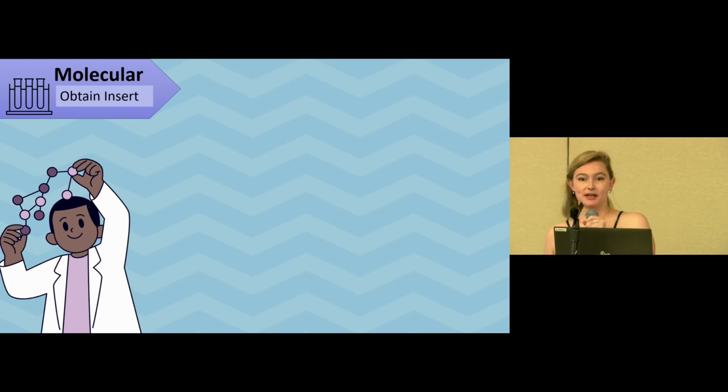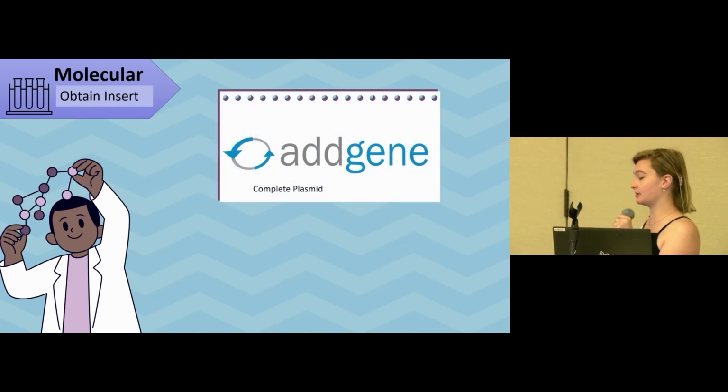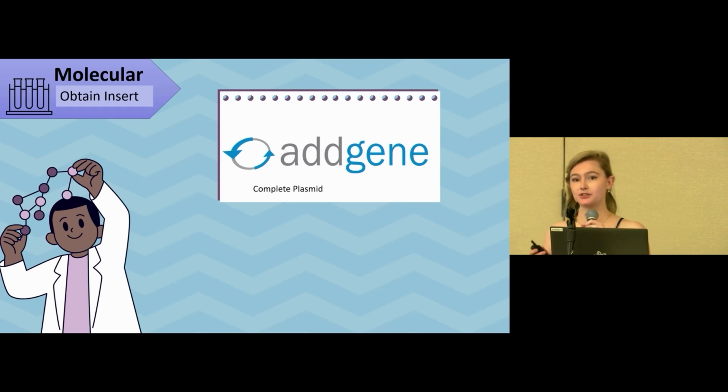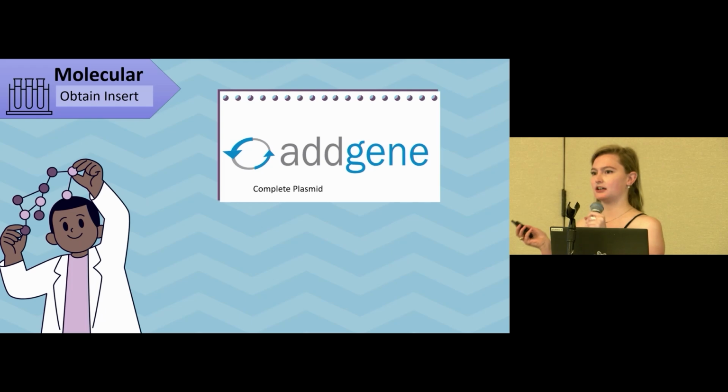So, there are various ways to obtain your insert. If you're so lucky that your plasmid is something that's already been made, you can go to plasmid repositories like Addgene and purchase your plasmid there. Now, Dr. Amy has compiled a list of plasmid repositories that are available on my website and also through the PlantGene website, I believe. And so there's about 8 or 9 different resources there of full plasmids.